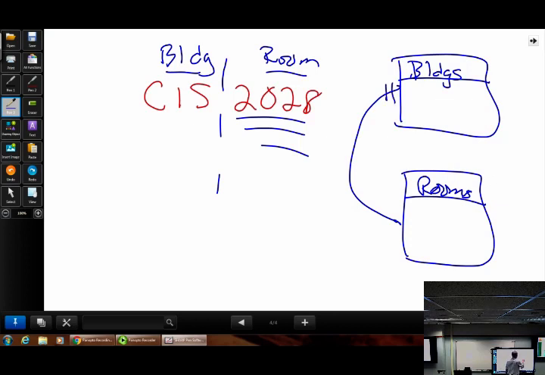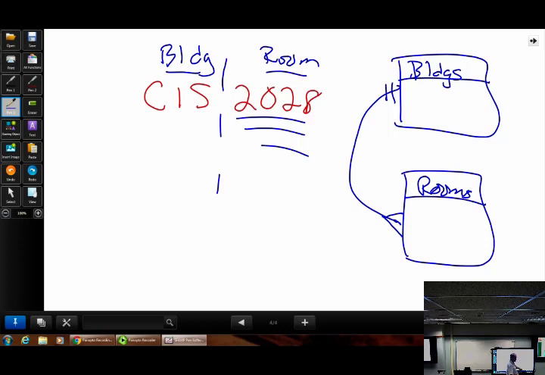Now, each building can have how many rooms? A lot, depending on assignment. It can have 2? More than 2? At least 2? So the maximum cardinality is many. Now, can I have a building that has no rooms?